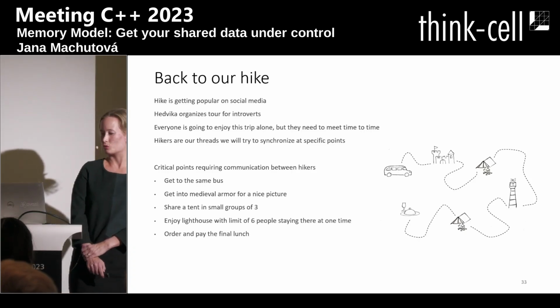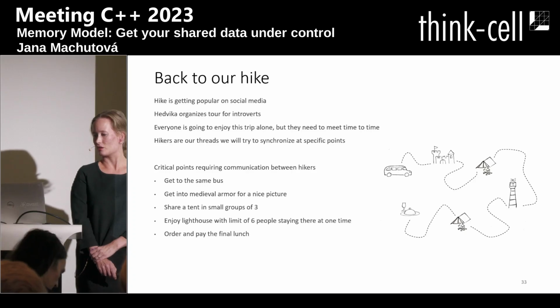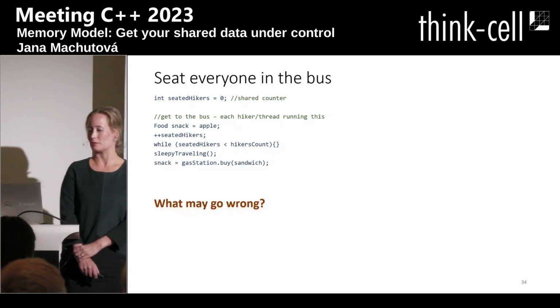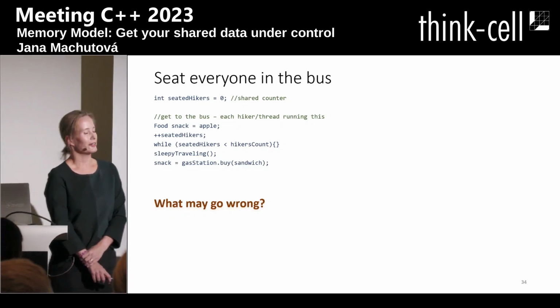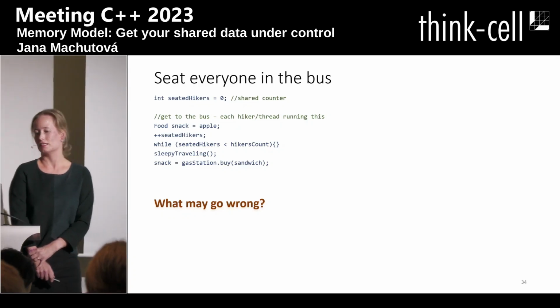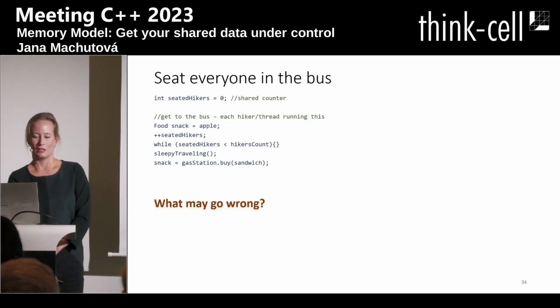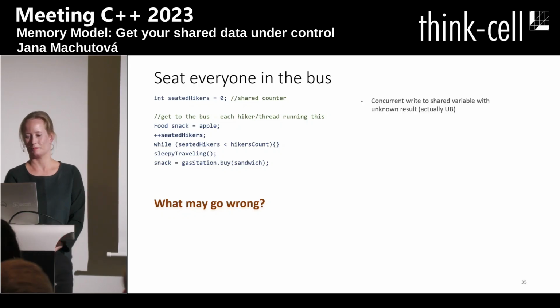So those will be our examples for presenting our mechanism. But if we go the very naive way, we can say that we will seat everyone in the bus this way: we will count how many hikers are there, they will get some snack, they will travel. But what may go wrong in this one?